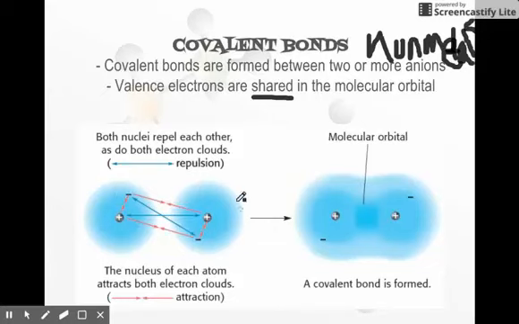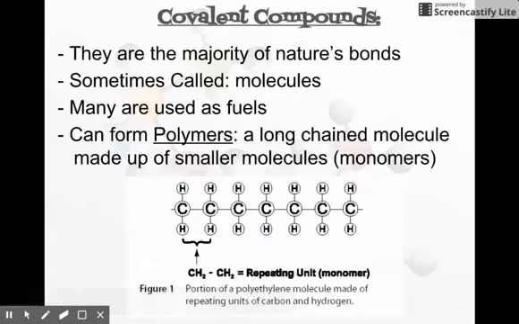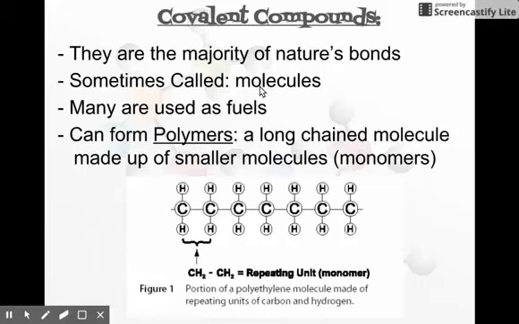So we have our two atoms, they're coming close together. There's going to be some attraction in that electron cloud holding the bond together between the electrons orbiting each of their atoms and the protons in the center. So most compounds in nature are going to be covalent bonds. This is the most common type of compound we'll come across. And a lot of times they're called molecules instead of compounds. Many are used as fuels like ethanol, methanol, propane. Okay, those are all covalent compounds.